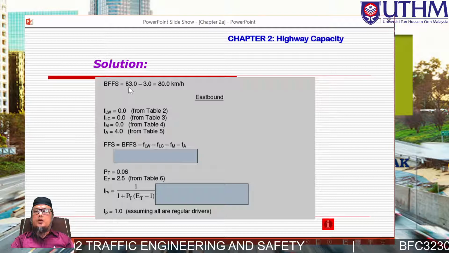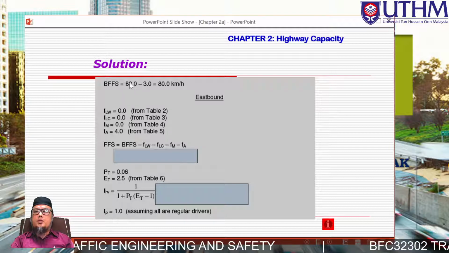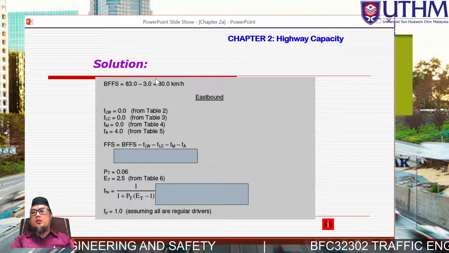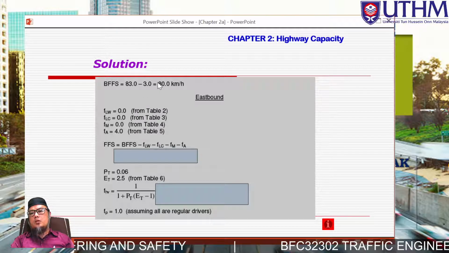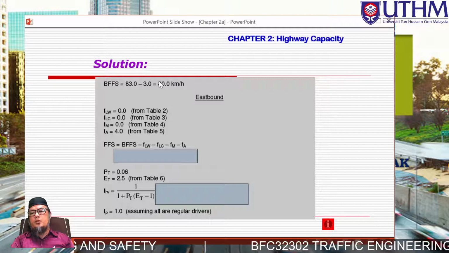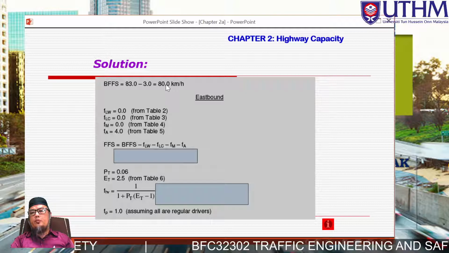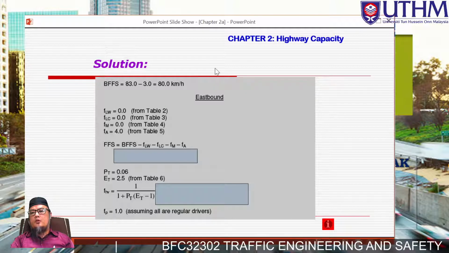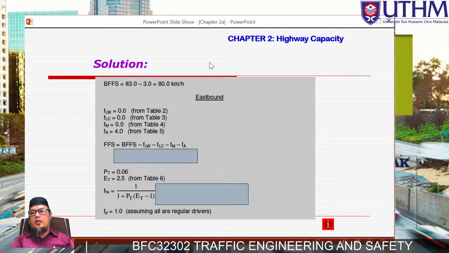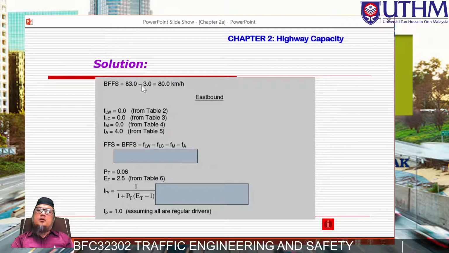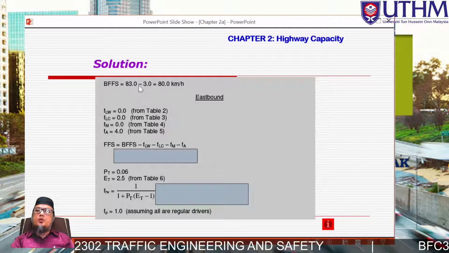Okay, since we have 85 percentile speed at 83 km per hour, we have to deduct. Remember, we have two categories to determine estimated free flow speed. If we have 85 percentile, you have to deduct 3. But if they provide a posted speed limit, if lower than 70, you deduct 11. If higher than 80, you deduct 8. From this particular example, we have to deduct 3.